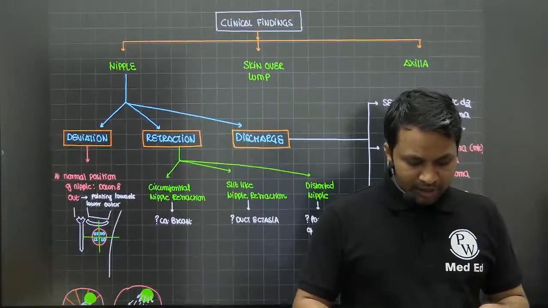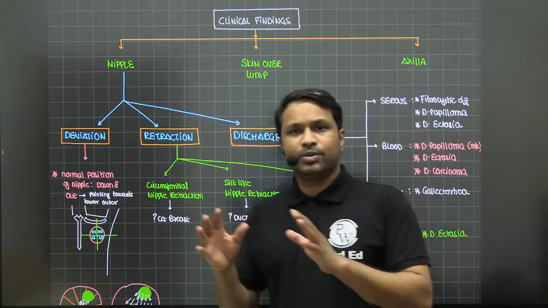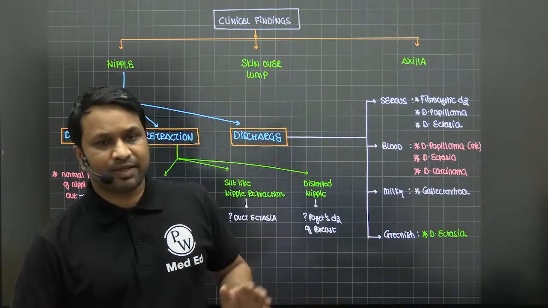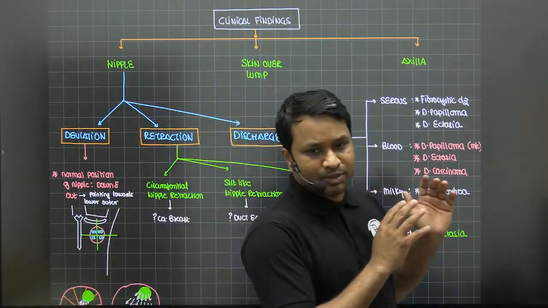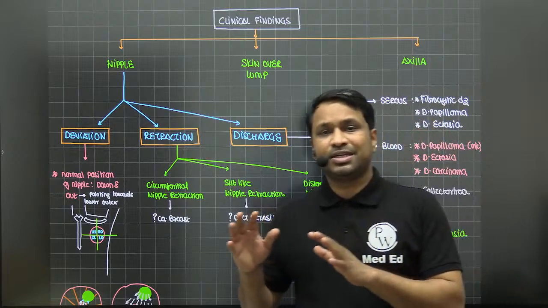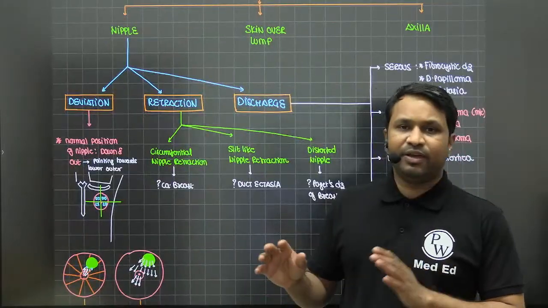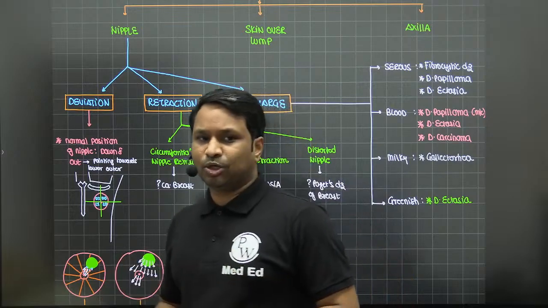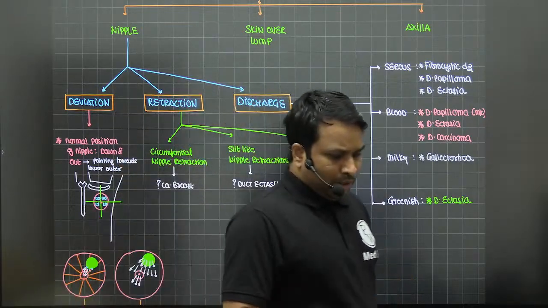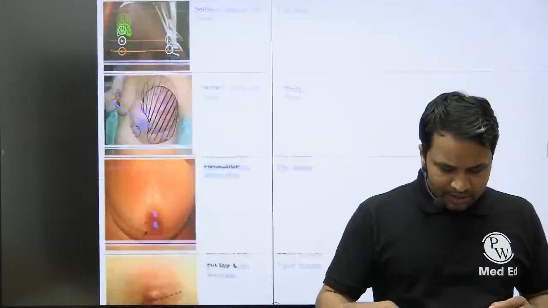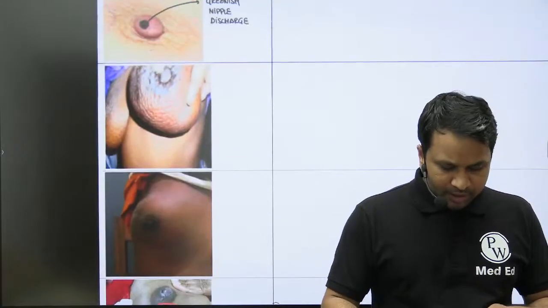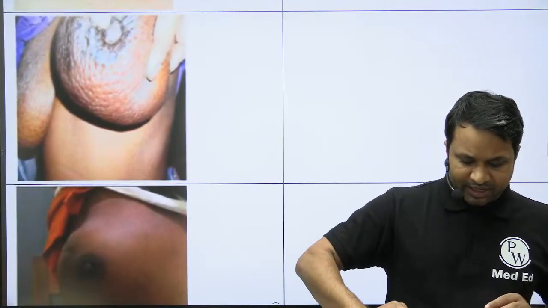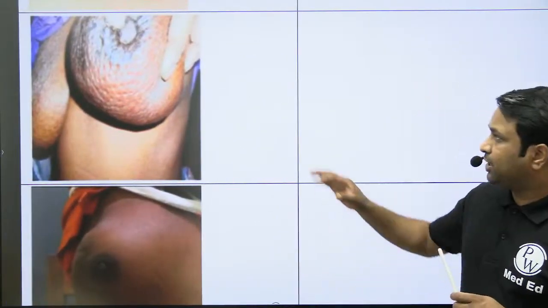Then you move on to the clinical findings. Each individual component will give you a certain set of diagnoses. What are the findings that you see in the nipple? What are the findings that you see in the skin over the lump? And what are the various findings that you will see in the axilla? I've covered all the findings that are present on the nipple. We'll go with the skin over the lump now. When the skin over the lump findings are there, you can see an image like this.